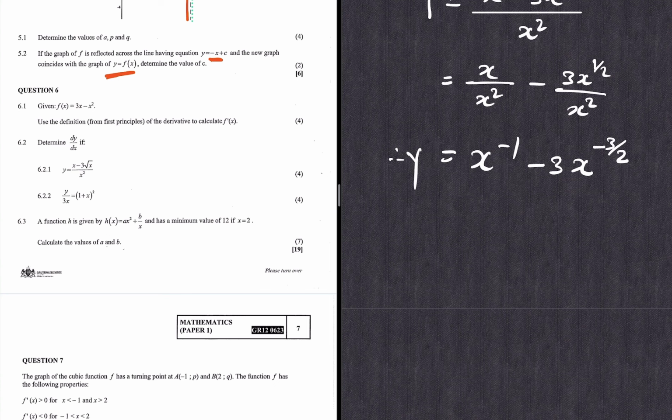And then now you can derive it to say dy by dx is going to be negative of x to the power negative 2. Remember to take away 1 from the exponent. And then same thing here. You say negative 3 times negative 1.5. So that is a positive number, 9 over 2. And then x, if you take away 1 from that, it's basically going to be negative 2.5. So it's negative 5 over 2.